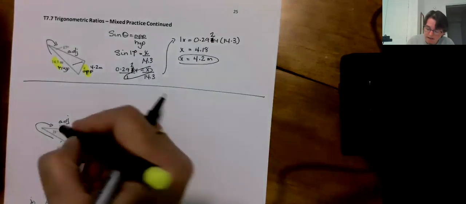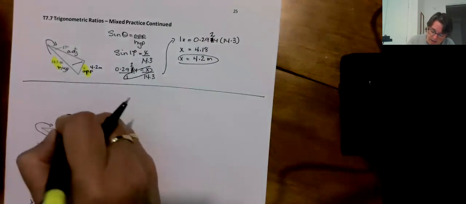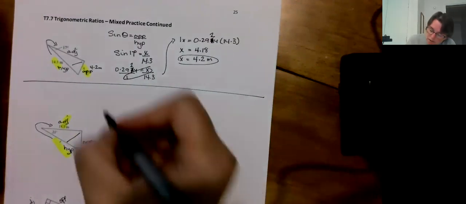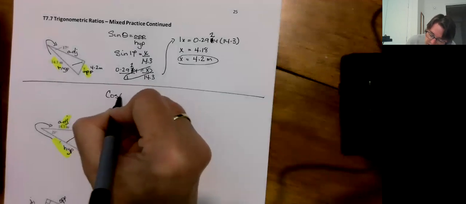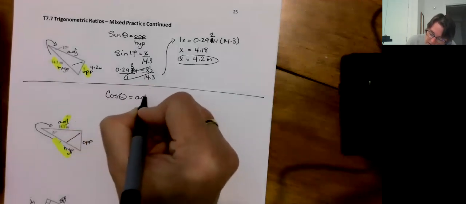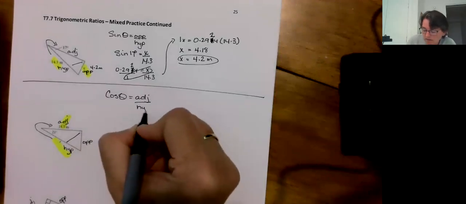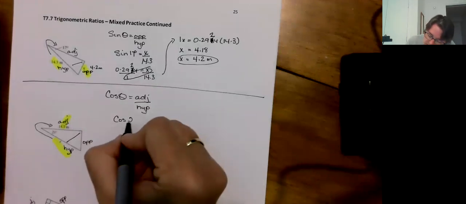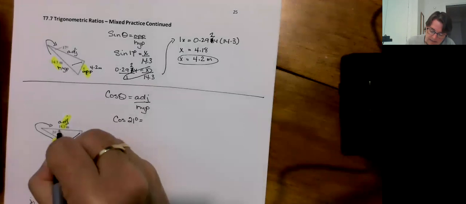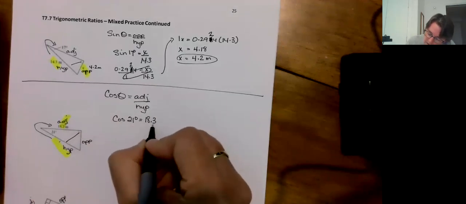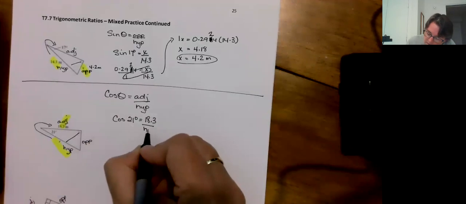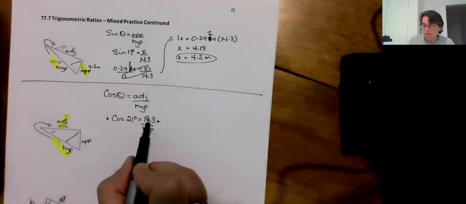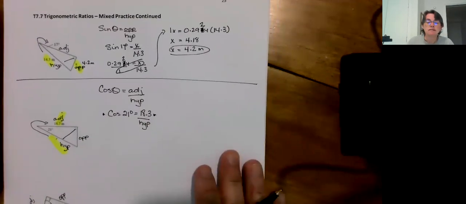All right, what we need here. We have the adjacent side, and the question is asking me about the hypotenuse. So adjacent and the hypotenuse would be cosine. So cosine theta is adjacent over hypotenuse. I have an angle of 21 degrees. Adjacent is 18.3, divided by my hypotenuse, which I do not know. All right, checkpoint. I have two numbers and one unknown, so I should be able to solve this.